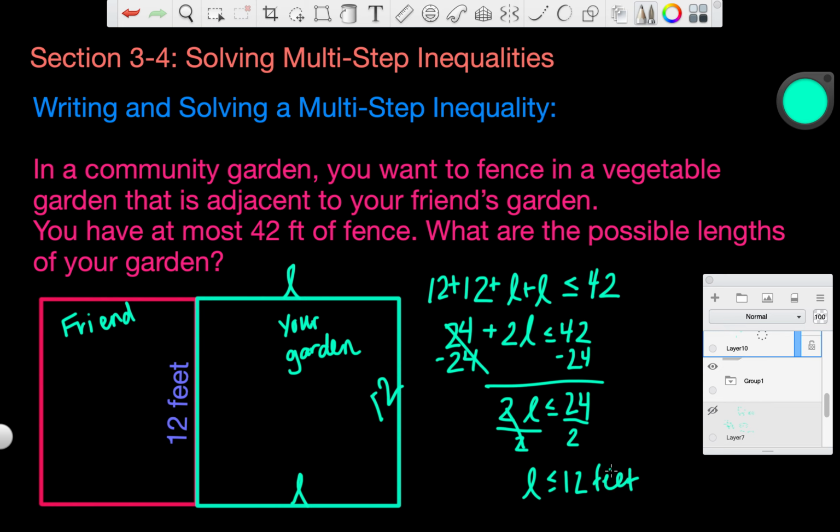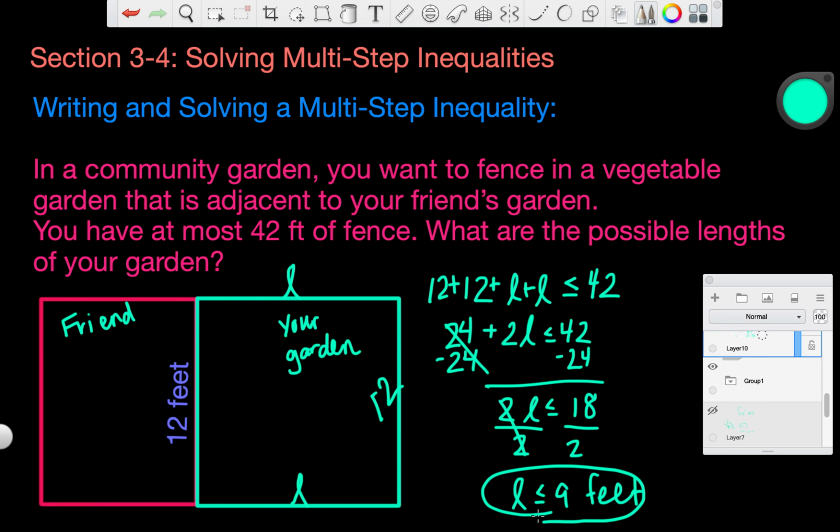That means that, I'm sorry, this is not right. 42 minus, I'm going too fast, guys. So 42 minus 24, this gives me 18. I'm sorry. So when I divide by 2 and I divide by 2, I get that L is less than or equal to 9 feet. So the length of this garden cannot be more than 9 feet. You could have less than 9 feet, but you cannot have more than 9 feet. Okay? Great job. Sorry for my mistake.